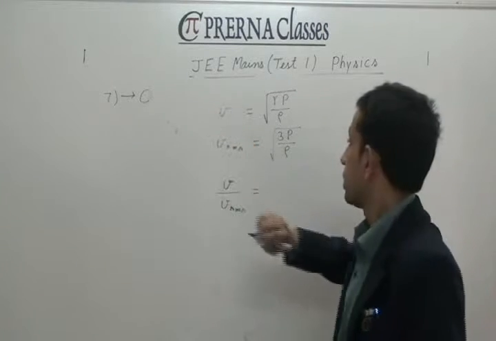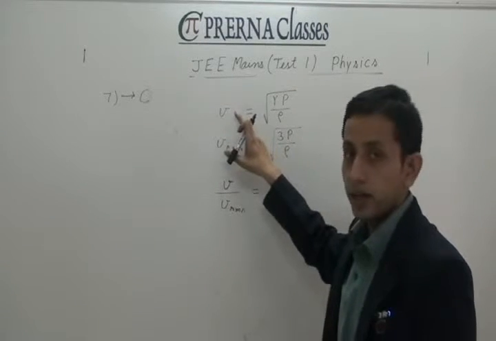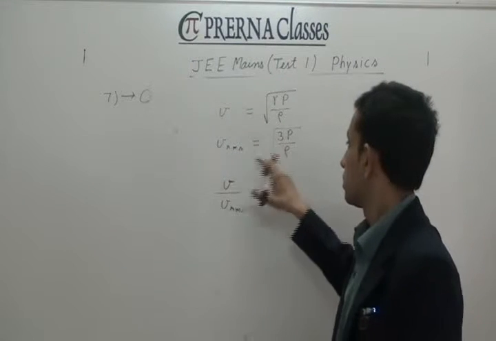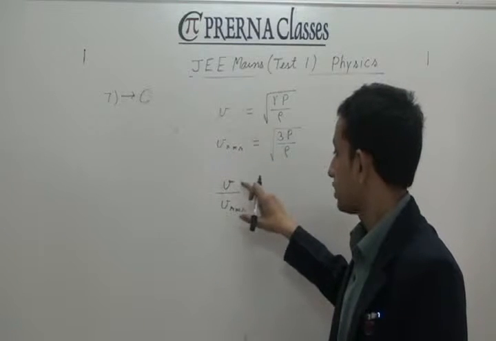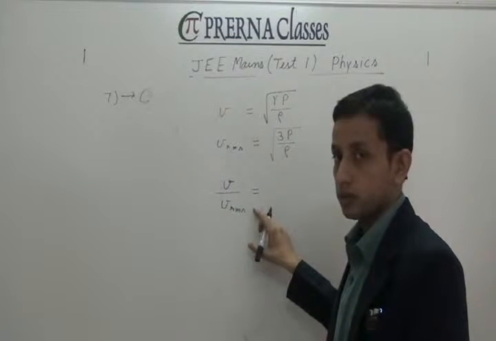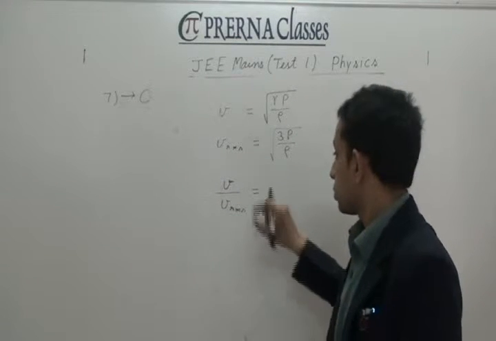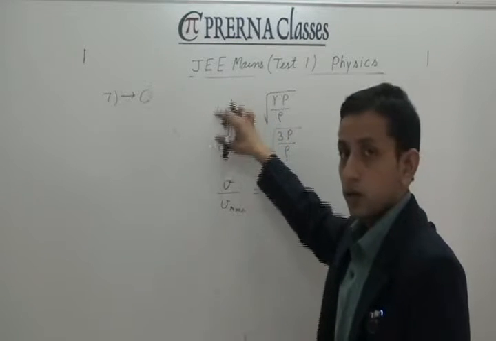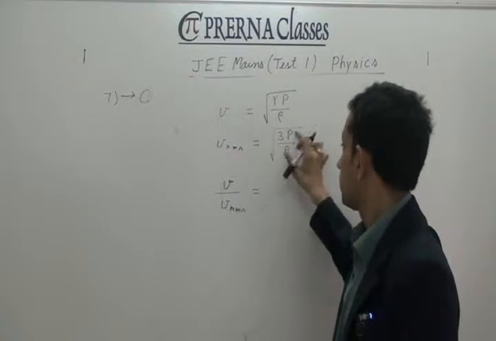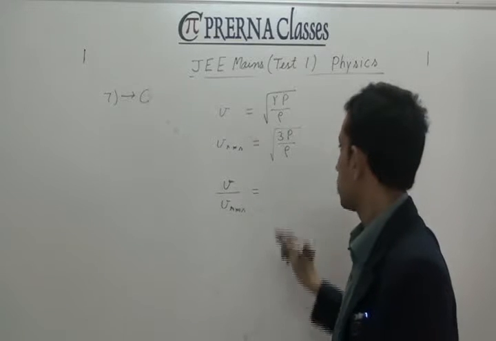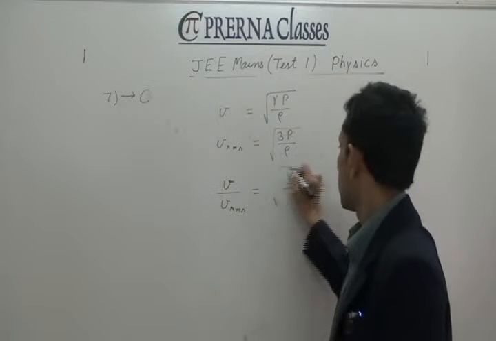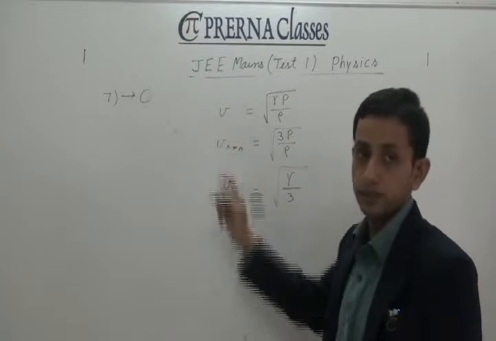Okay, question number 7. We have been given the speed of sound in a medium is v and the RMS velocity of molecules of the medium is Vrms, and we have to find the ratio of the velocity of sound to the Vrms, the RMS speed of molecules. So for that we will write the formula. For speed of sound we have the square root of gamma p by rho, and for Vrms we have the square root of 3p by rho. So if we take the ratio of these two, we are going to get the square root of gamma by 3, and that is option C.